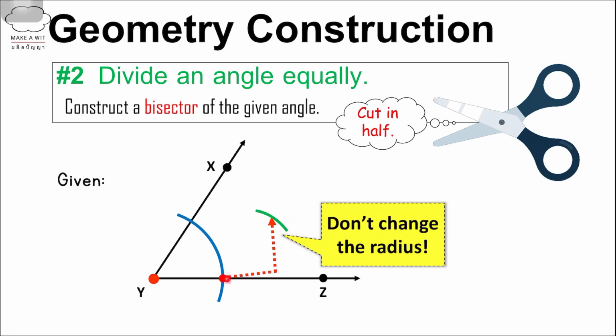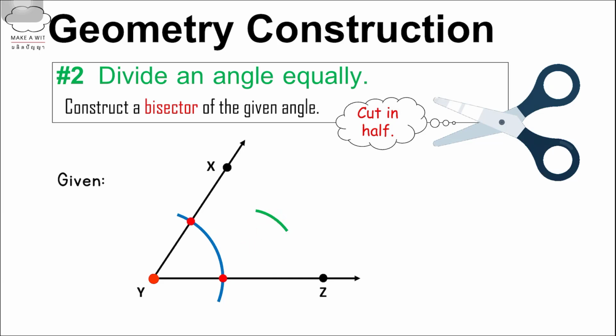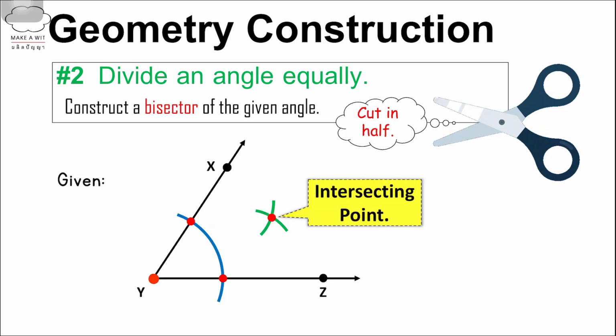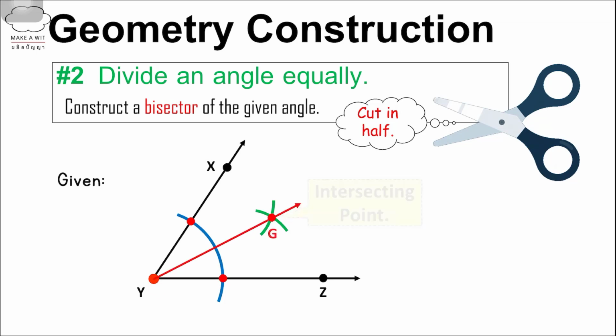So from this side, don't change the radius this time, okay? When you make a curve here, another curve will be from another adjacent side or ray YX over here. So you will cut, try to find the intersecting point, right? And when you have a new intersecting point here, you will line up with the vertex. See? And ray YG is actually your bisector. So that means this is called angle bisector.